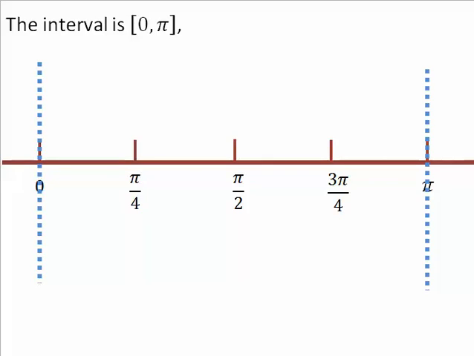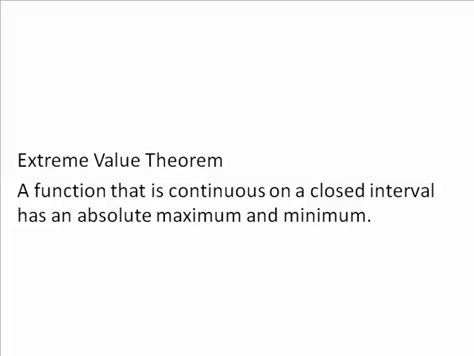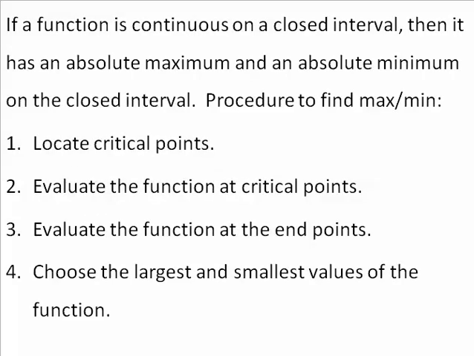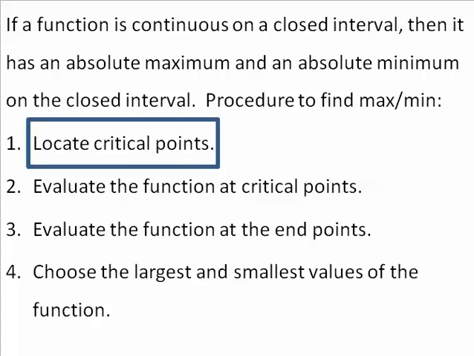And you might have noticed f of x being sine squared x is a continuous function. So by the extreme value theorem, our function will have an absolute max and an absolute min on this closed interval. And the procedure for finding the absolute max and the absolute min is given here. And our first step in the procedure will be to locate critical points.